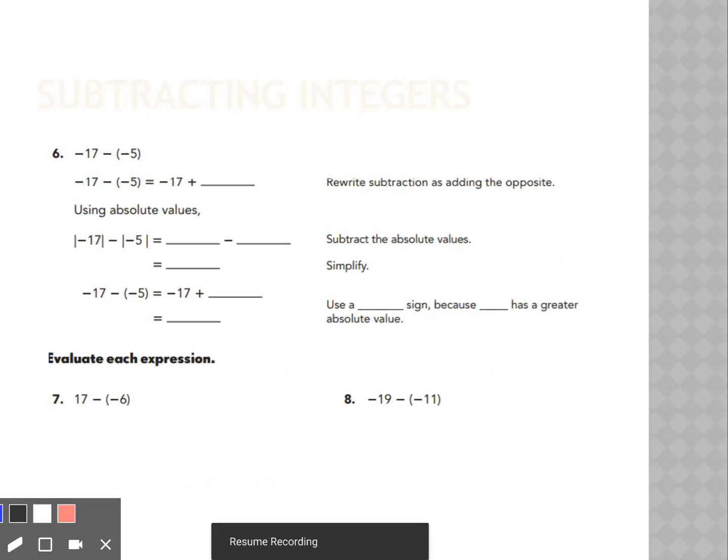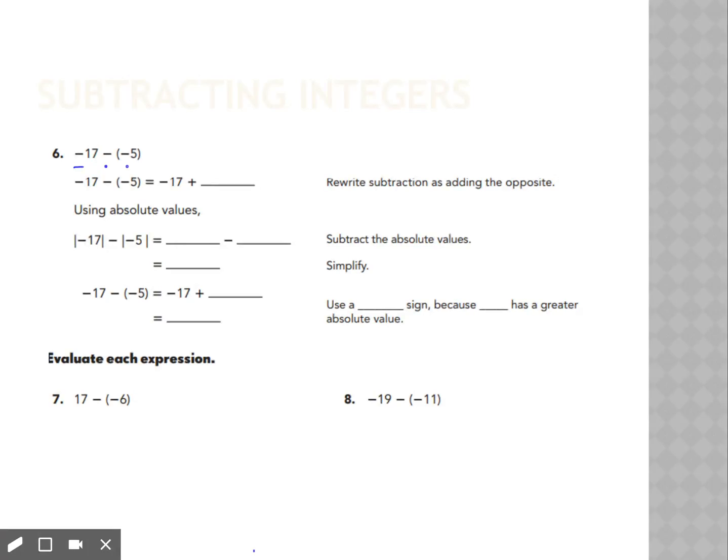So we're just doing a lot of practice here so you can get familiar with it. Negative 17 minus negative 5. We keep our negative 17, change it to addition. Negative 5, change it to its inverse of a positive 5. Now we're going to use absolute values and the rules of adding integers with different signs.